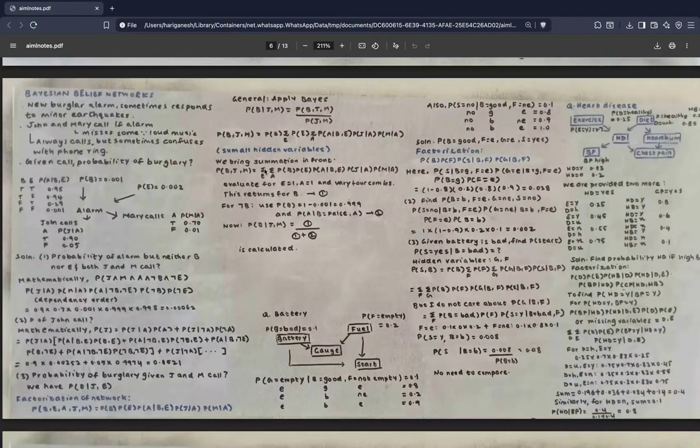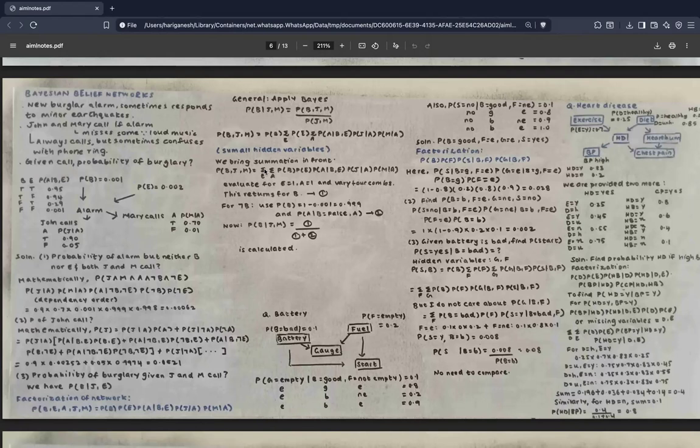Bayesian belief networks are basically a part where you have a new burglar alarm that sometimes responds to minor earthquakes. John and Mary are two people who are your neighbors. They call you if the alarm sounds, but Mary has an issue where she can miss some alarms because she plays loud music. John also has an issue where he always calls, unlike Mary, but sometimes he confuses his phone ring with the alarm, which means both Mary and John can call you even though the alarm isn't actually ringing, or if the alarm is ringing, they might not actually call you.